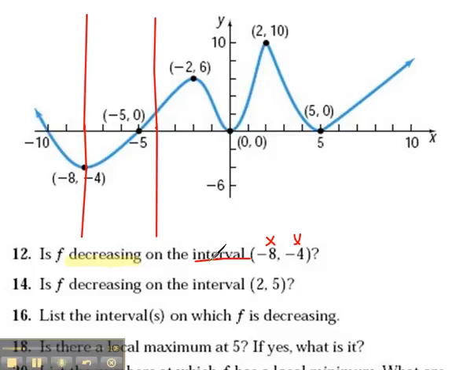Well, actually, the graph is going up between those two places. So your answer then would be no. It's actually increasing over that interval.